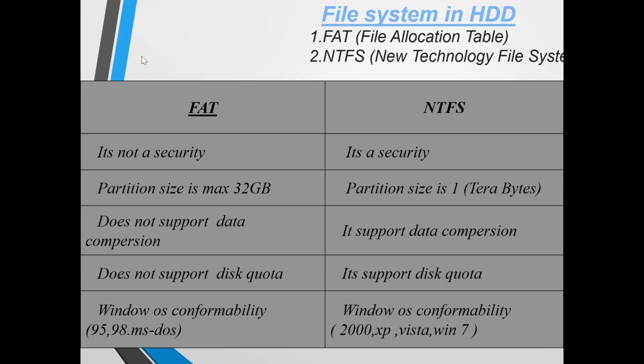Then FAT does not support data compression. Data compression means that you cannot reduce the data. You can't make it any smaller. You can't zip it any further to try and remove any redundancy in spaces. No, it is just there. While NTFS allows us to have a lot of data compression. Then FAT does not support disk quotas, while NTFS supports disk quotas in terms of the ability to divide it into smaller bits and portions.